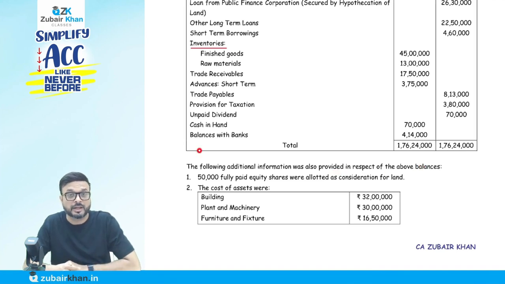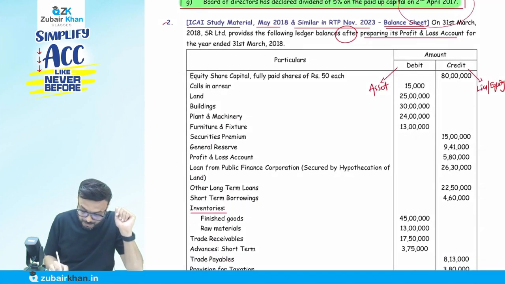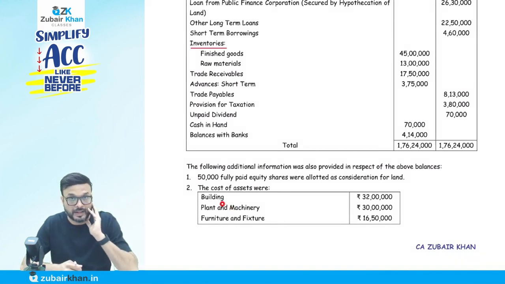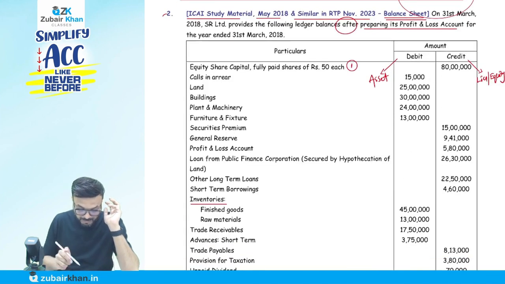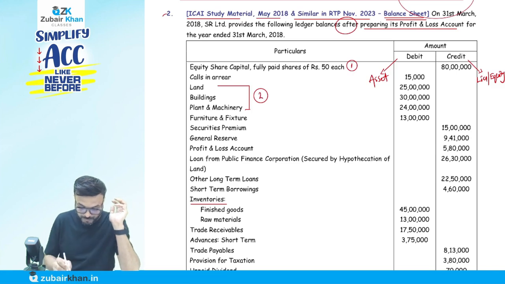What they have provided here: 50,000 fully paid equity shares were allotted as consideration for land. It means something other than cash consideration. I will discuss all this with you. But you have to give the reference here, in point number 1, where they have mentioned the equity. You can see that for equity share capital, I am giving the reference of point number 1. Then we have the cost of assets: building 32 lakh, plant and machinery 30 lakh, furniture and fixtures 16 lakh 50,000. Something about PPE. So they have mentioned these items in point number 2.